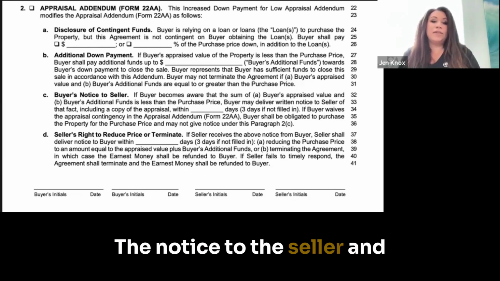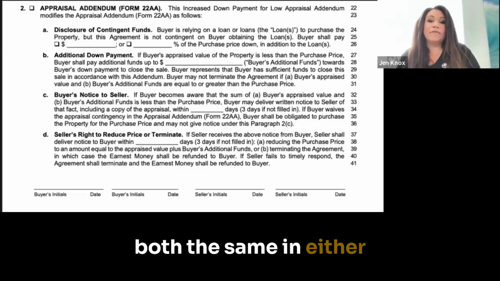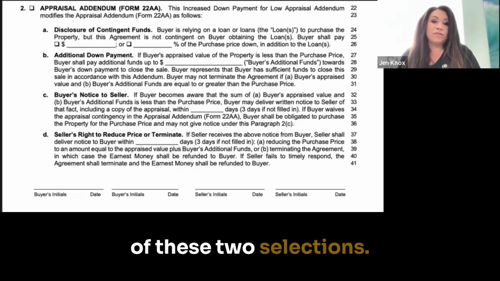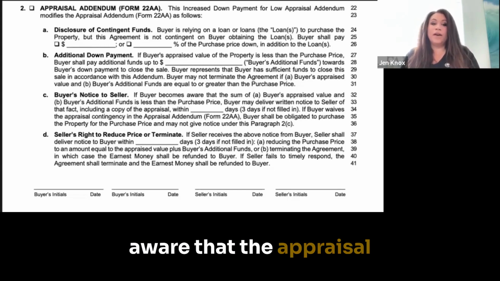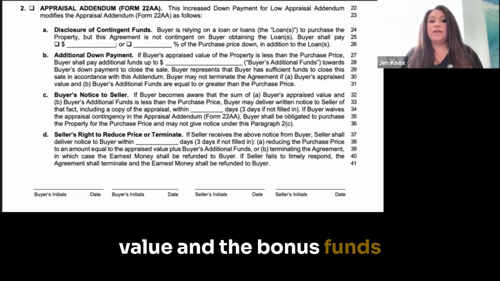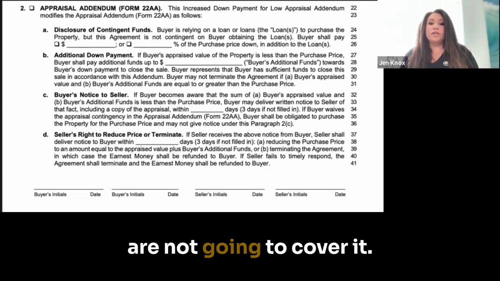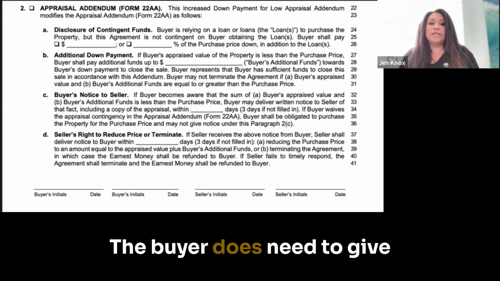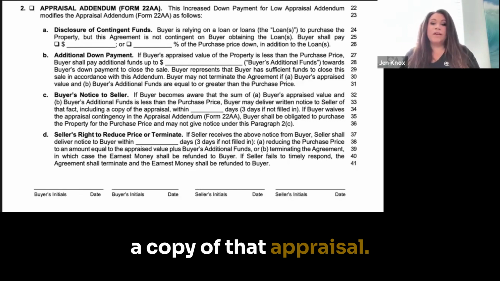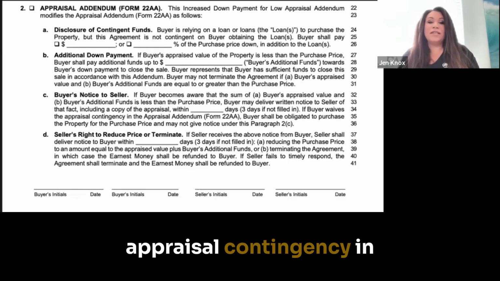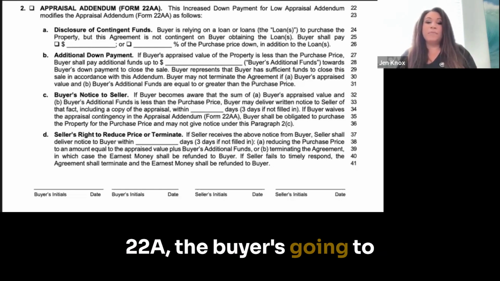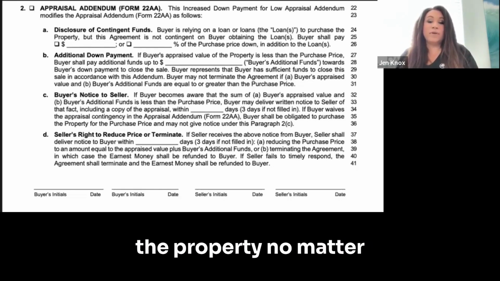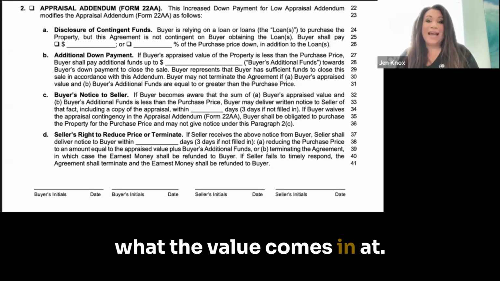The notice to the seller and the notice to the buyer are both the same in either of these two selections. So if the buyer does become aware that the appraisal value and the bonus funds that they're putting in are not going to cover it, the buyer does need to give a copy of that appraisal. Now, if the buyer waives the appraisal contingency in Form 22AA or even in Form 22A, the buyer is going to be on the hook to purchase the property no matter what the value comes in at.